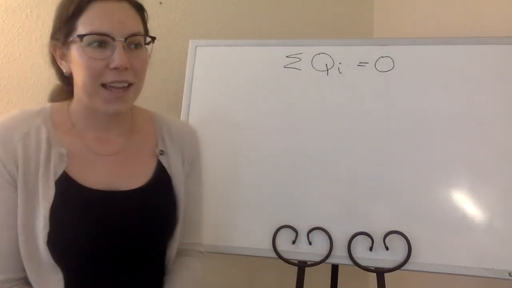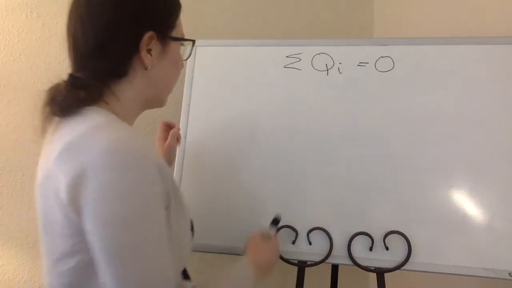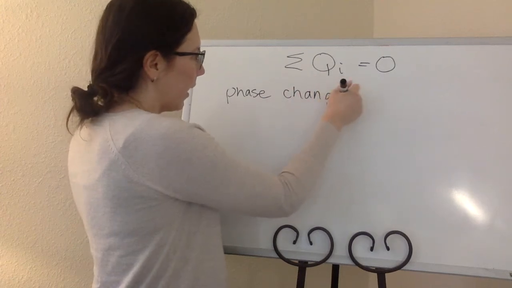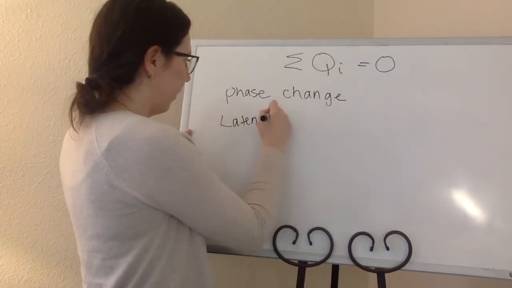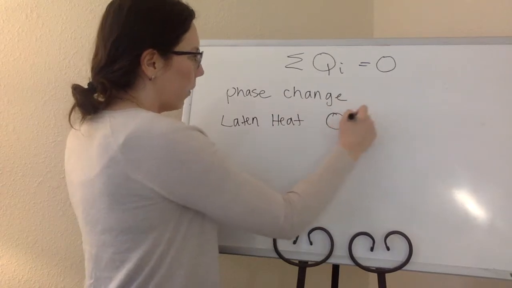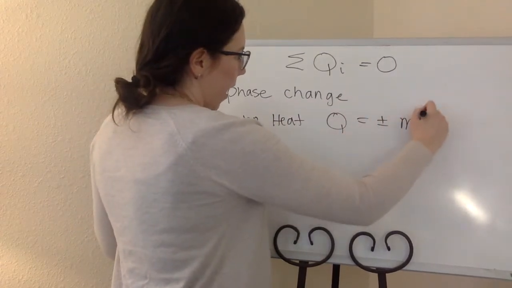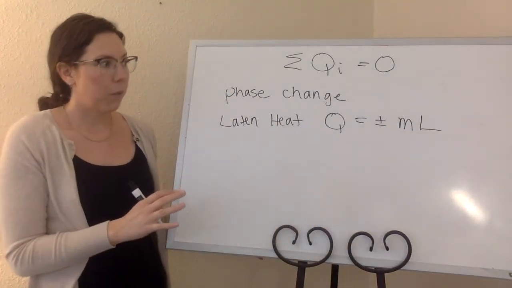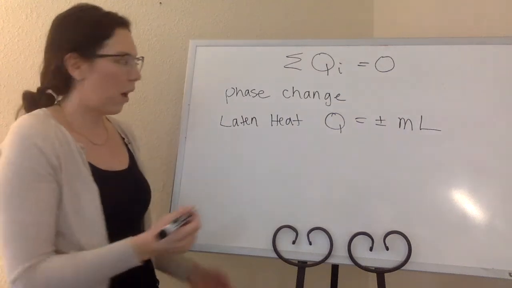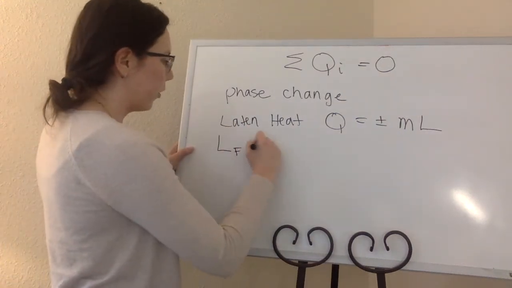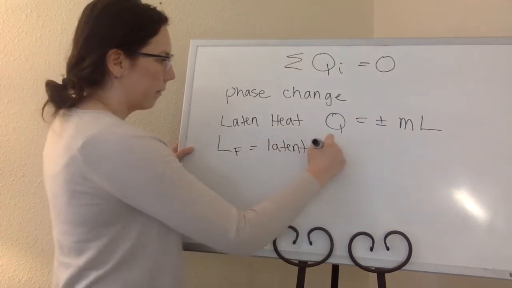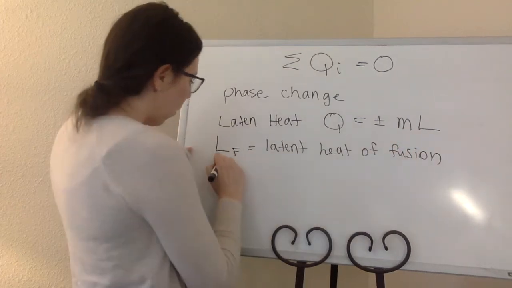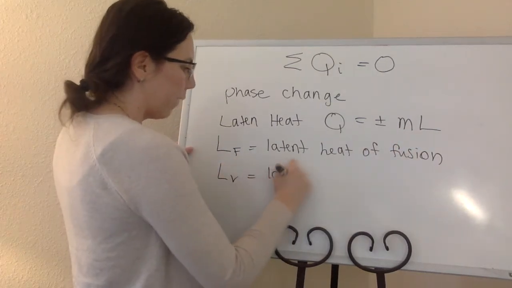So when we have a heat change, we know that's Q equals mcΔT. For a phase change, the energy term is called the latent heat. And the latent heat Q is plus or minus mL. So in this expression, we need to decide two things. First of all, L can be either L_F, which is the latent heat of fusion, or L_V, which is the latent heat of vaporization.